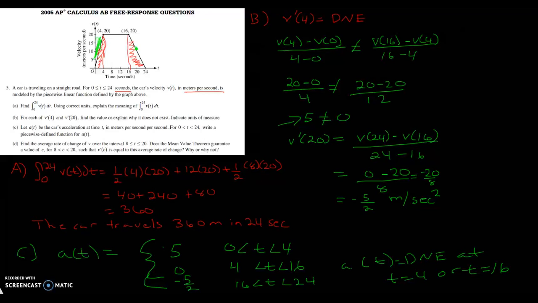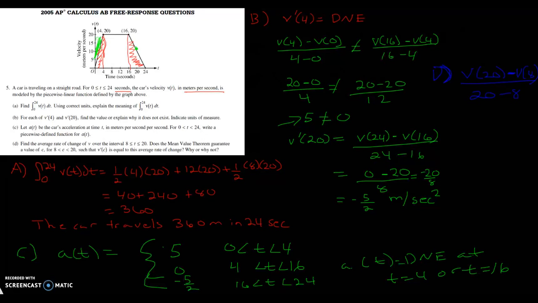Okay, part D. Find the average rate of change of v over the interval from 8 to 20. Does MVT guarantee a value c from 8 to 20 such that v prime of c is equal to the average rate of change? Why or why not? Okay, so for part D, I'm going to switch colors, and I'll do a blue. So part D, I'm going to fit it right here. So now what we have to do over here is find the average rate of change: v of 20 minus v of 8 over 20 minus 8.